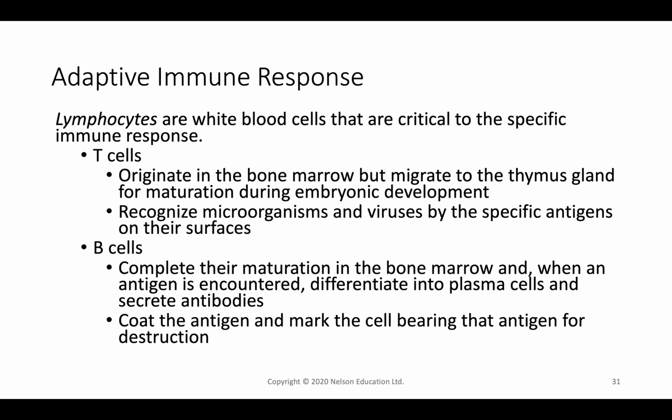Okay, so let's talk about T cells and B cells. Again, these are lymphocytes. They are white blood cells. These are going to be part of the immune response, and they originate in two different parts of the body. T cells are going to start in the bone marrow, but eventually migrate to the thymus.